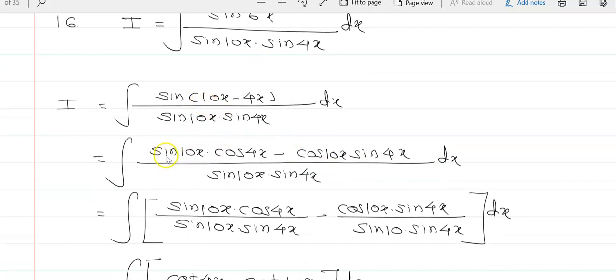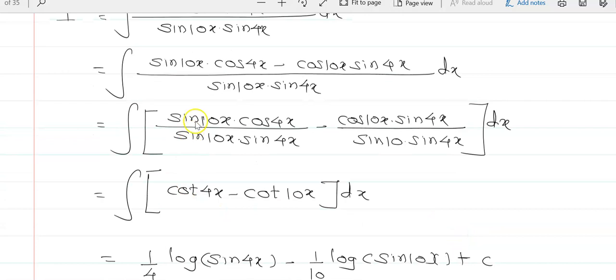Sin of A minus B is sin A cos B minus cos A sin B. Integral of sin 10x cos 4x minus sin 10x sin 4x... over sin 10x into sin 4x. Sin 10x gets cancelled, and you will get cot of 4x minus cot of 10x.